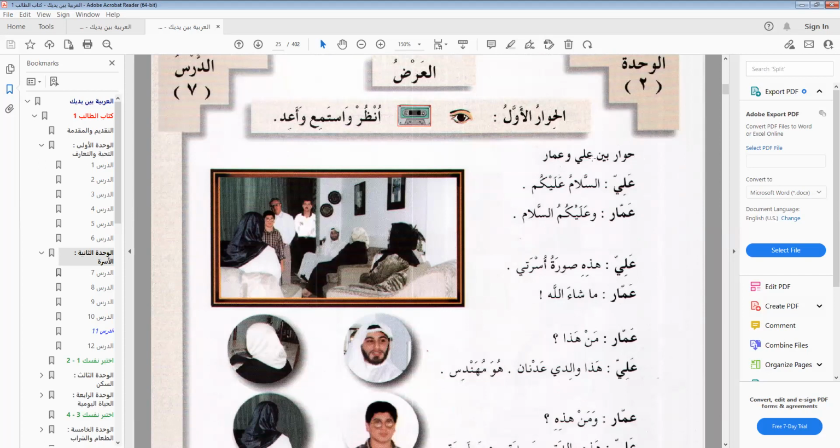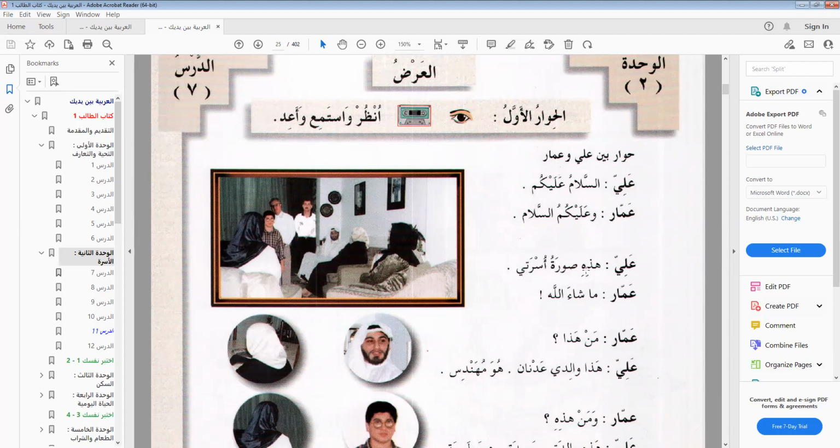وهذا حوار بين علي وعمار. هذا هو علي وهذا هو عمار. ماذا حدث؟ قال علي السلام عليكم. وعليكم السلام. هذه أسرتي. هذه صورة أسرتي.